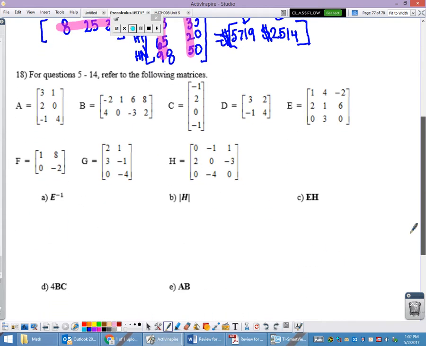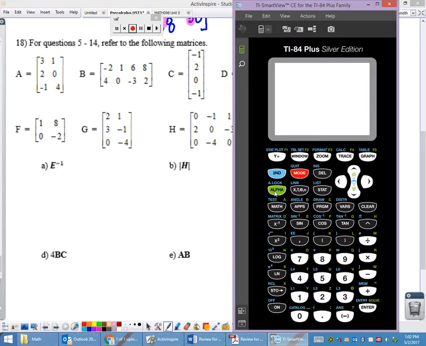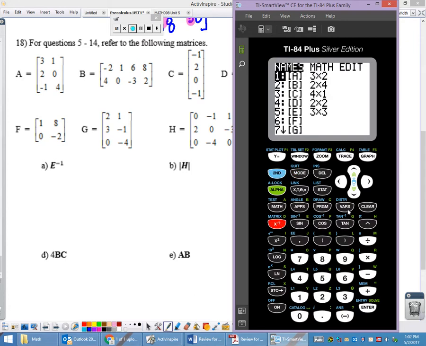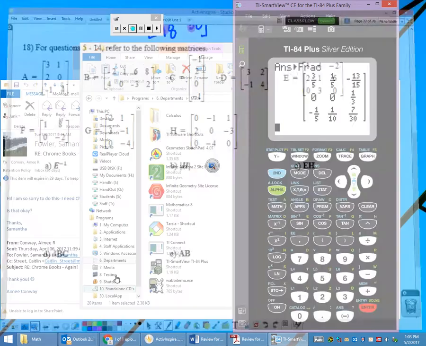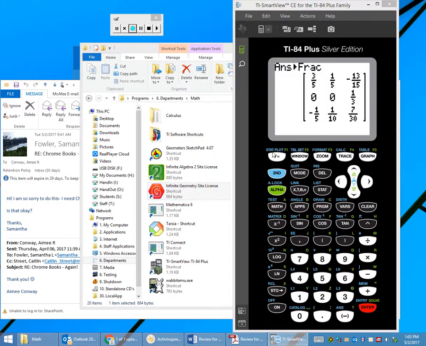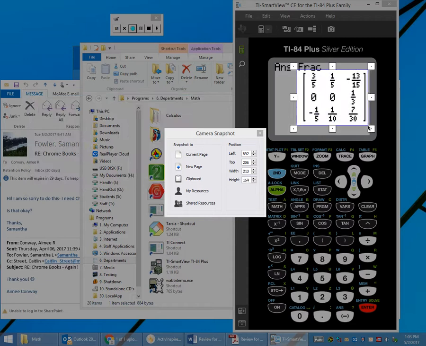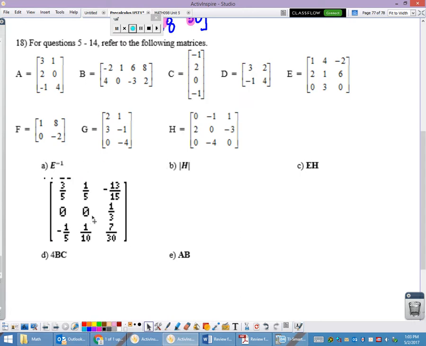For these last ones, it's just a matter of plugging them in your calculator. So I already have these matrices in my calculator. To do inverse, you want to hit second matrix, select matrix E, and then just do your inverse sign, which is right there the same as the matrix. Hit enter. It gives you decimals, so you're just going to hit math, enter, enter, and it will turn everything into fractions for you. Okay, so I'm just going to take a quick screenshot of this and put it on my answer key here. So that's going to be your answer for letter A.